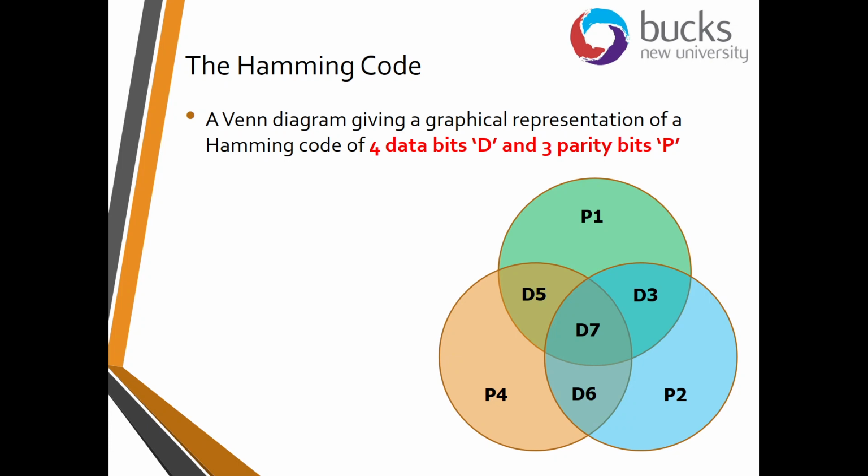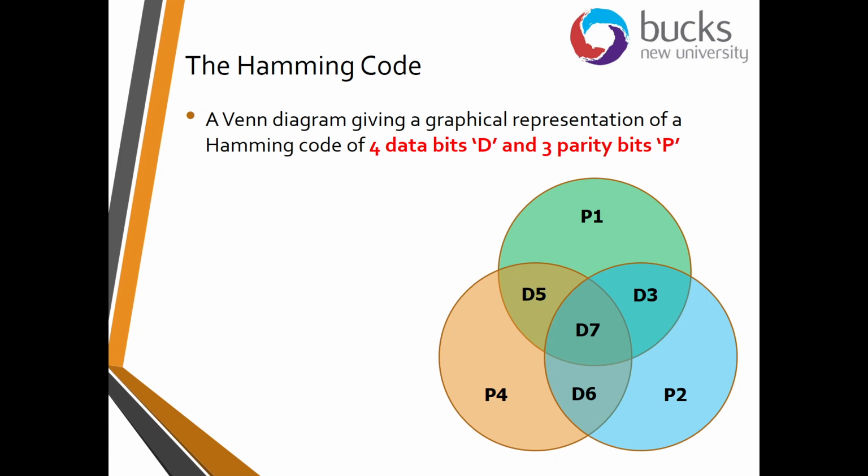The reason it's parity bit 4 is position 4 within the binary number. So we don't have 4 parity bits, we have 3 parity bits, but it's at positions 1 and 2 and 4 within the binary number that's produced. The data bits are then D3, D5, D6, and D7. So bit 3, bit 5, bit 6 and bit 7 within the bits that are produced are the data bits. And you can see that they are overlapped.